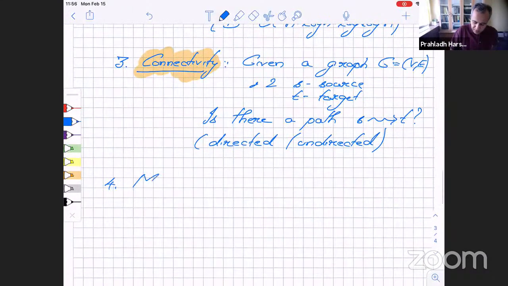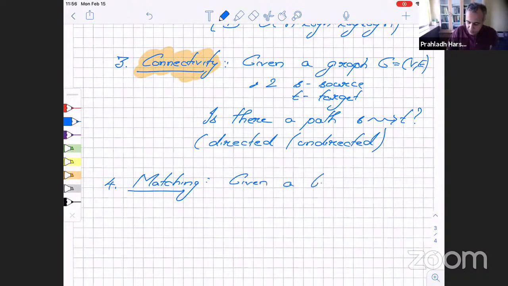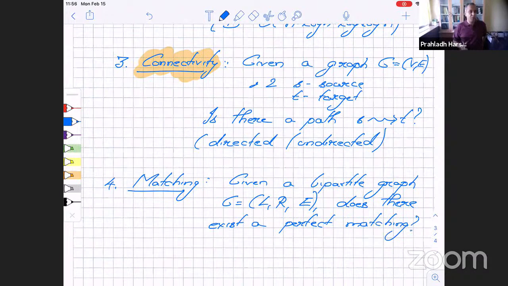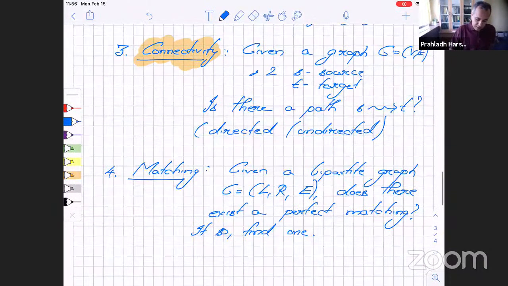The next problem I'll talk about is possibly one of the highlights of an algorithms course. Given a bipartite graph G with left-right edges, does there exist a perfect matching? Ask this problem, and if so, find one. Okay, that's another of the problems.